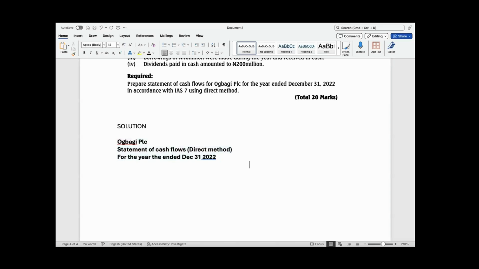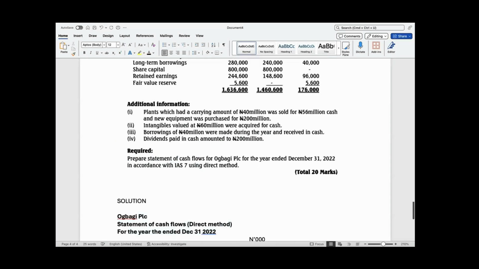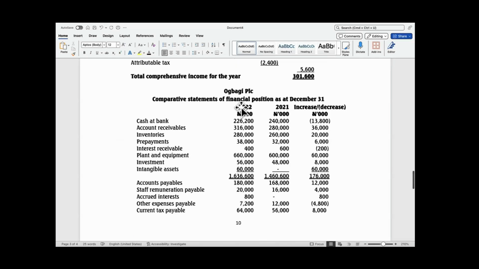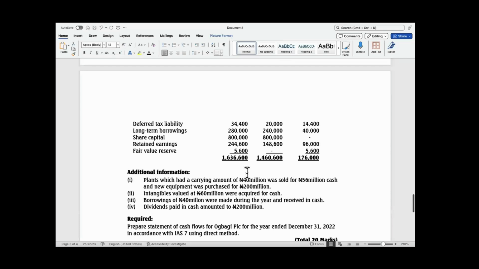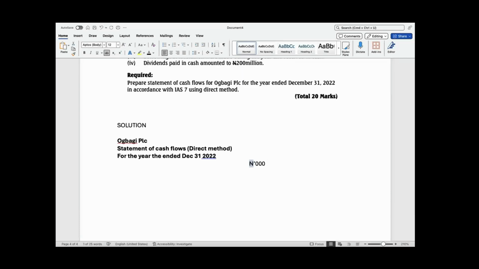Then I go to my level of rounding and I get that from the question. If you look at this statement of financial position after the years, below it, the naira in thousands. Okay, that's how I get my level of rounding. And that's exactly how you have to present your solution as well. So let me have it there. I won't decide to use just one.